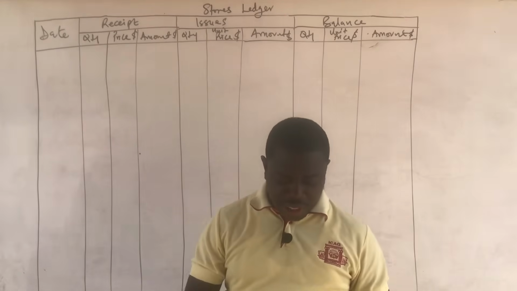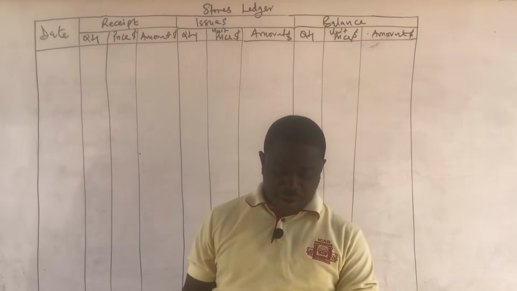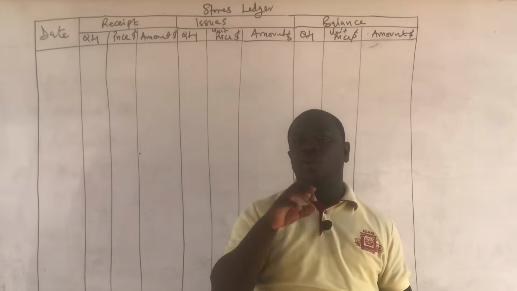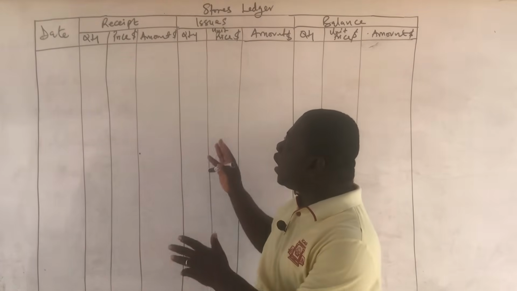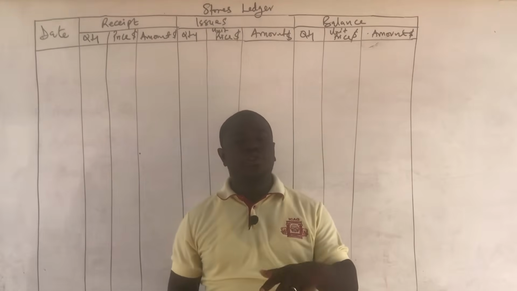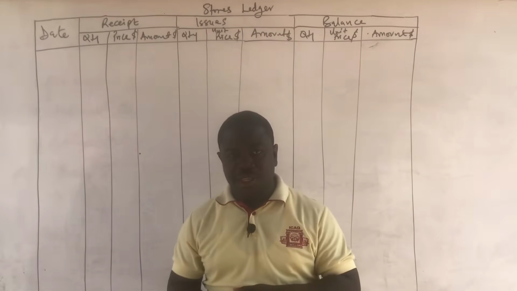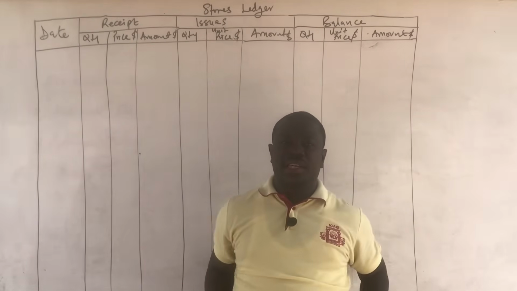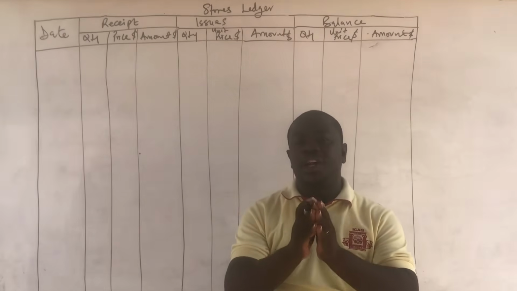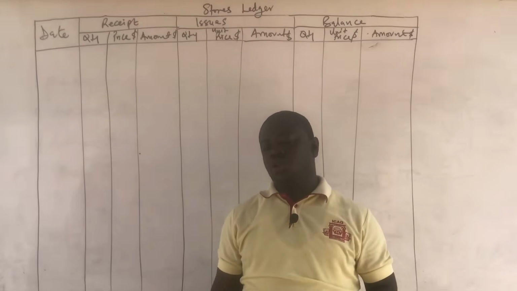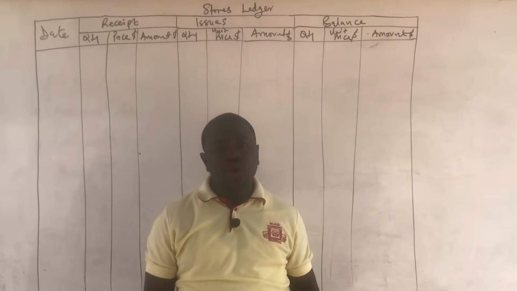And as you can see, you realize that with the receipts, the price per unit was given. But with the issues, they didn't give us any unit price. Now, what it means is that when you are issuing out, you are going to look for the pricing method. And that is where FIFO and the weighted average come in, because they are pricing methods. The purpose is to look for the price to issue out the goods. That is the meaning. And so you don't really need a price with the issue.